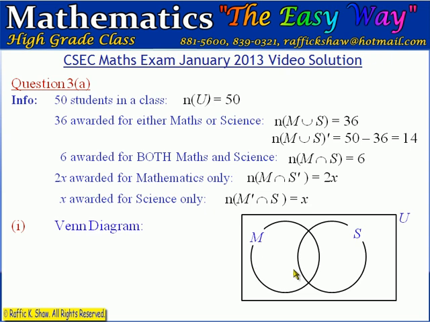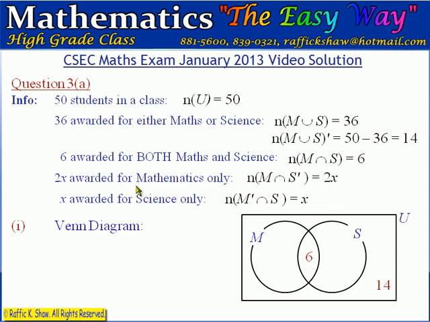So M represents the students awarded for math, the subset for students awarded for math, and S is the subset for students awarded for science. And we recall here that the number of students who were neither awarded for math nor science was equal to 14 students, and so that 14 would be placed outside here. And then the number of students in the intersection was 6, and so the 6 would be placed in this region, the intersection of the math and science.